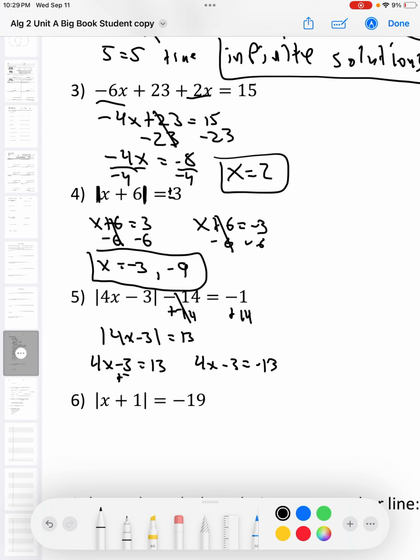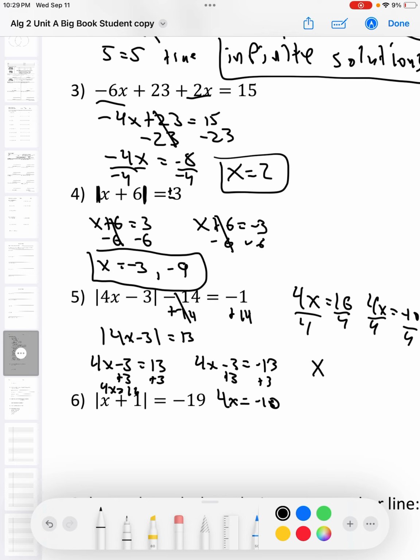For both of these equations, I'm going to start by adding 3, which on the left is going to give me 4x equals 16. On the right, it's going to give me 4x equals negative 10. I'm going to have to rewrite these at the top so I have more space. So I have 4x equals 16 and 4x equals negative 10. For both, I'm going to divide by 4. On the right, I'm going to get x equals 4. On the left, I'm going to get x equals negative 5 halves.